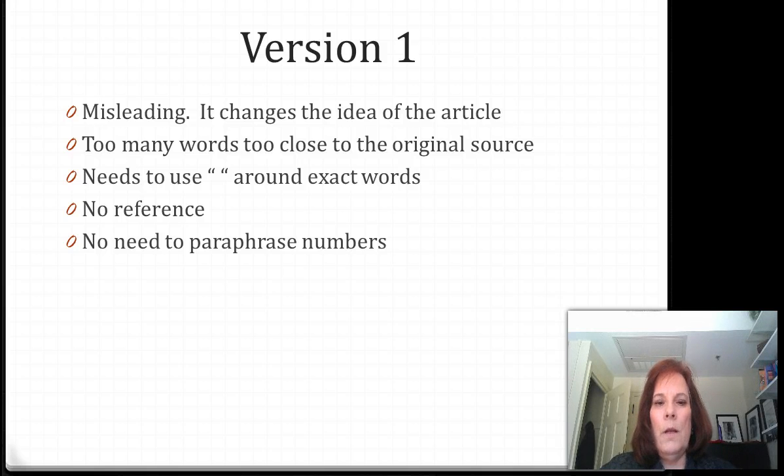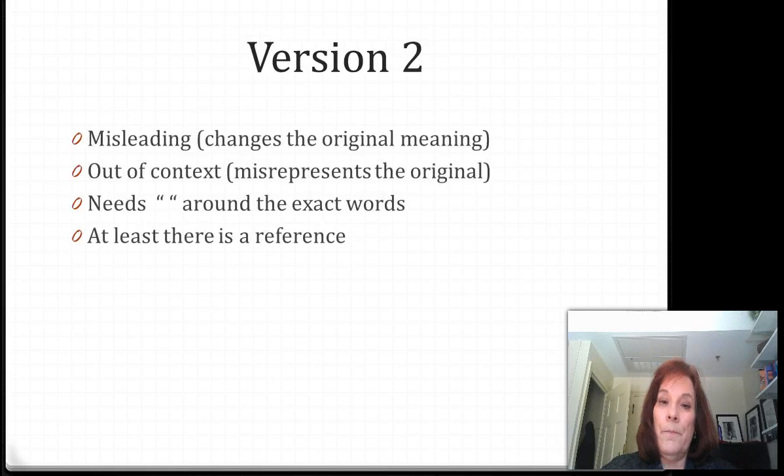Also, there's too many words that are too close to the original. So he needs to have quotation marks around the exact words. He also doesn't have a reference, and he doesn't need to paraphrase numbers. Numbers are some that you can keep. Okay, is the second version any better?